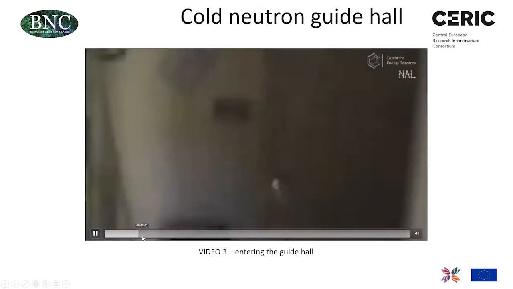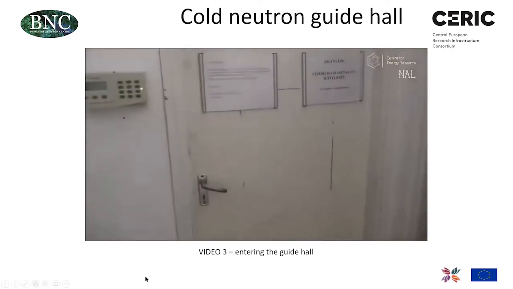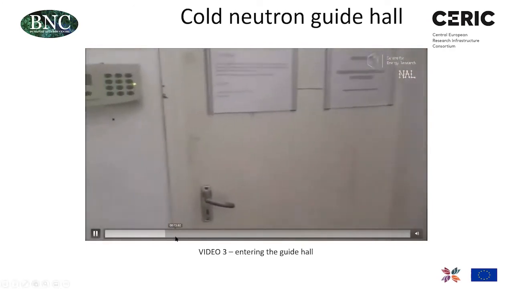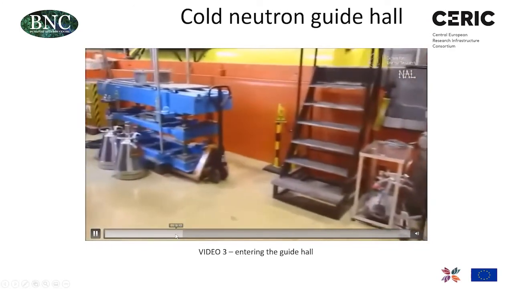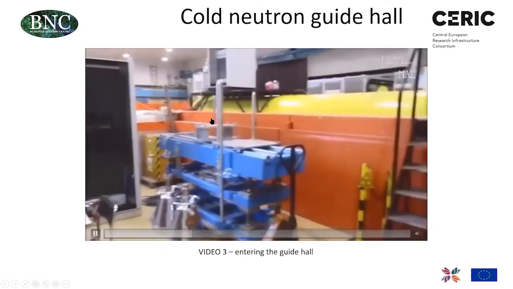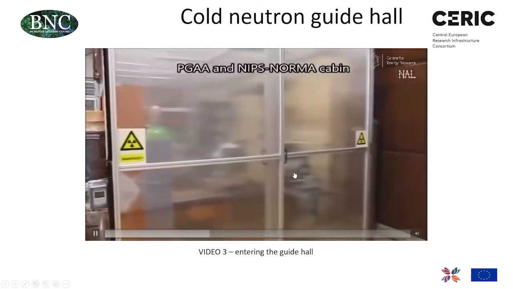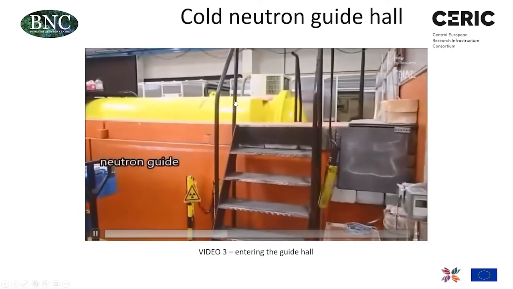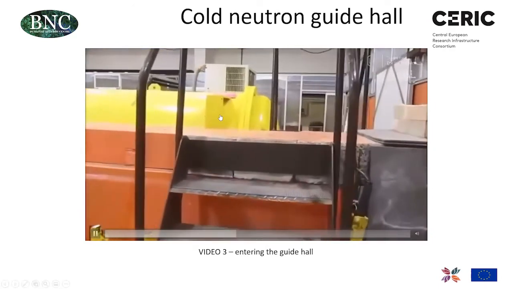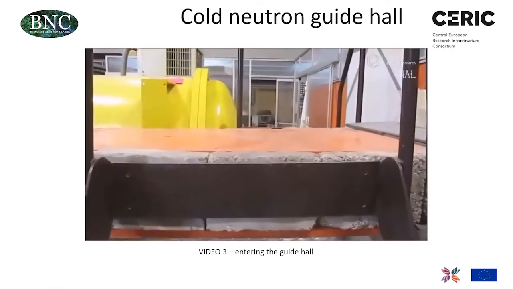So this is a radiation controlled area. This radiation symbol is on the door. And once you enter, you see these orange tunnels for the neutron guides. This is the PGAA cabin. This is the sense machine, which you will probably learn a little bit about later.